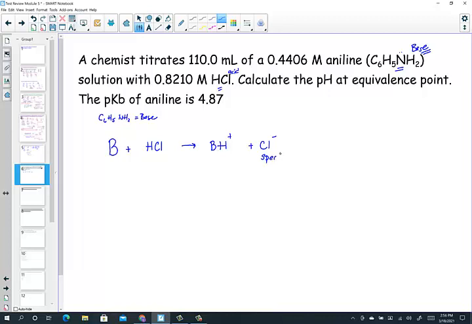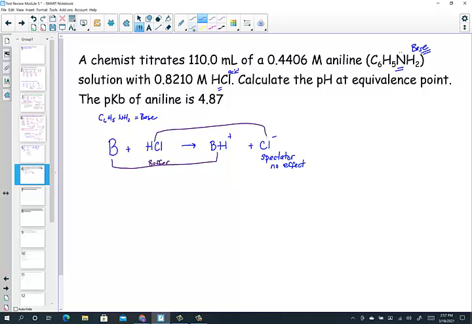The anion of a strong acid is a spectator ion, no effect on pH. I do have conjugate pairs that I know meet the criteria of a buffered system. BH+ is the conjugate acid of the base, and these two are conjugates, but it's not a buffered system because a strong acid cannot form a buffer.